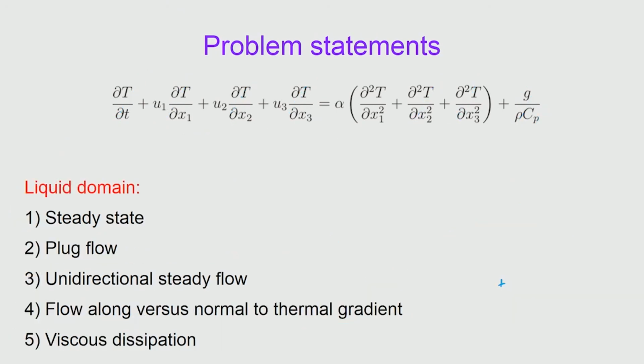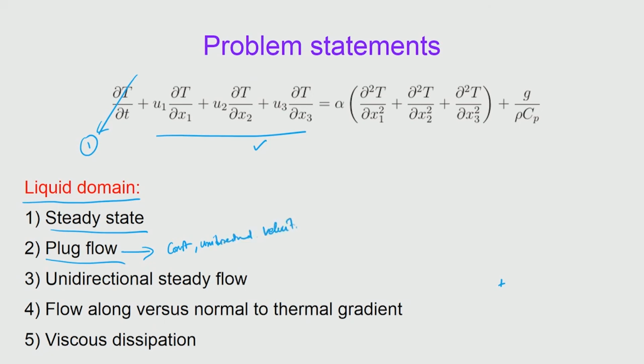We can also make these problem statements for liquid domain. So, for liquid domains, you already see that these terms should be present, and that is because the advective term is present. Okay. Now, steady state would mean that you could drop this. So, first term can go. Plug flow, by plug flow we mean constant and unidirectional velocity, which means that say u1 is equal to constant. Okay. So, you can drop u2 and u3 if it is a plug flow. Okay. Plug flow along x1 direction would mean this is a constant and u2 and u3 are 0. Okay. So, you could think of that.